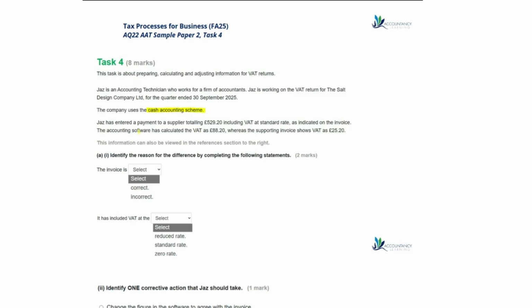Jazz has entered a payment to a supplier totaling £529.20, including VAT at a standard rate, as indicated on the invoice. The accounting software has calculated the VAT as £88.20, whereas the supporting invoice shows VAT at £25.20. Identify the reasons for the difference by completing the following statements. So we've got to decide whether the invoice is correct or not. The invoice is standard rate. If we work out what the VAT should be on the VAT inclusive price of £529.20, we do indeed come out at £88.20. So that means that the invoice is incorrect.